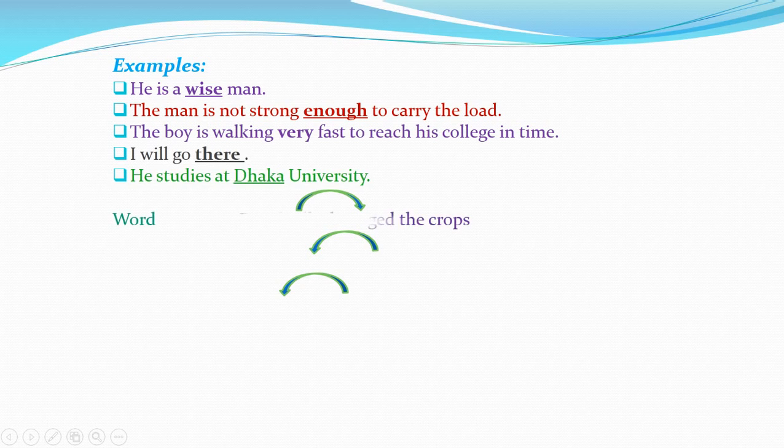More examples. He is a wise man. The man is not strong enough to carry the load. The boy is walking very fast to reach his college in time. I will go there. He studies at Dhaka University. Wise, enough, very, there, Dhaka: all these words are modifiers in these sentences because they have modified man, to carry, fast, there, and university.